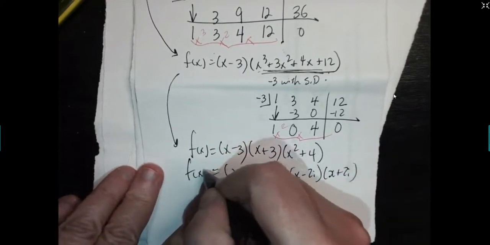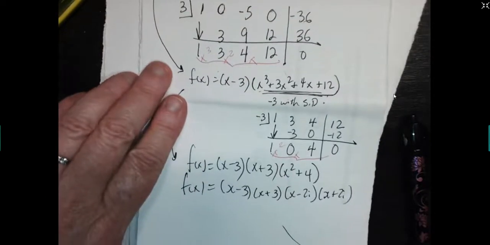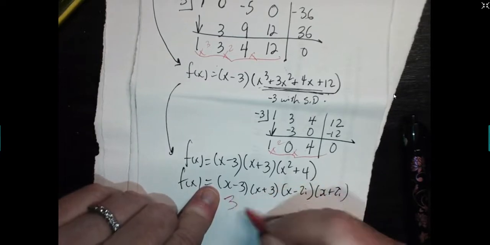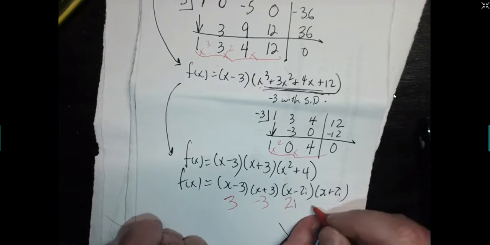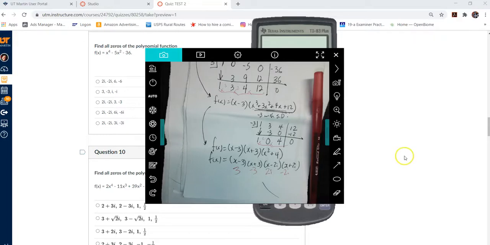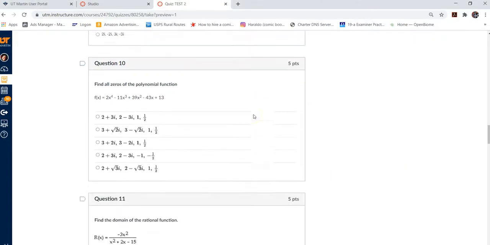And now, when it's in factored form, it has degree 4, so there will be 4 zeros in total. The zeros are going to be 3, -3, 2i, and -2i. So those are my zeros. Okay, so that's the one I need there.